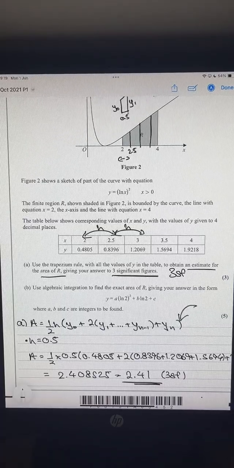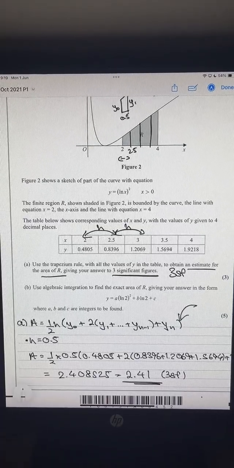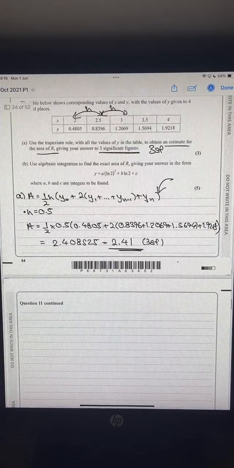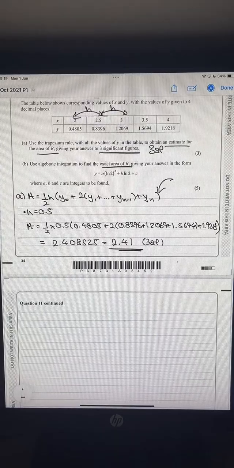For part B, would you use ln times? Yes, exactly. That is exactly what you would do, Emmanuel. You do by parts, and that is what you do with ln x squared times 1, not just ln x.